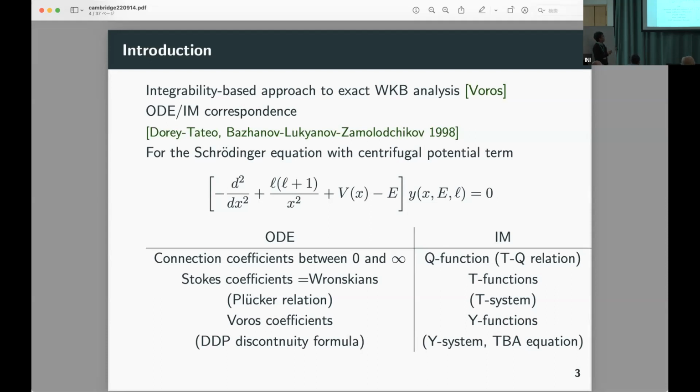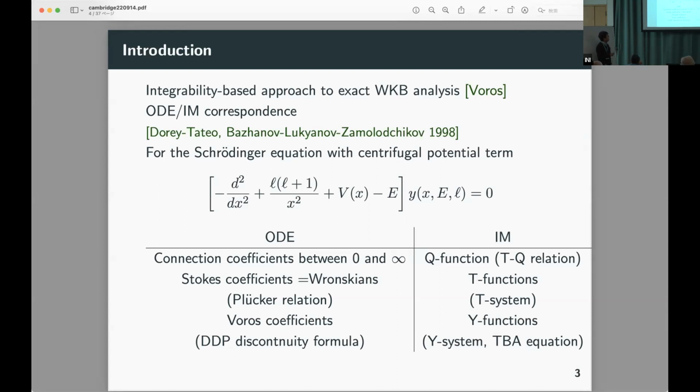They found that its spectral problem has some nice relationship with integrable models. So this is some dictionary between the two sides. This Schrödinger equation has a regular singularity at the origin, and at infinity it has an irregular singularity. So the solutions around infinity become an asymptotic series. So we need to apply some Borel summation approach to the solution of this equation.